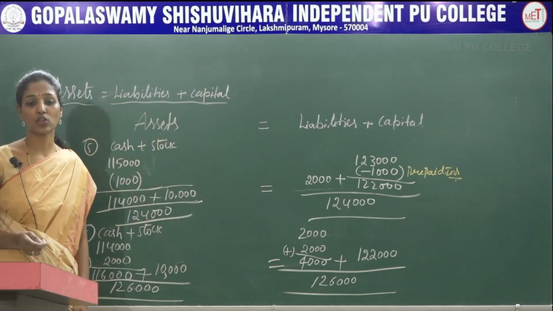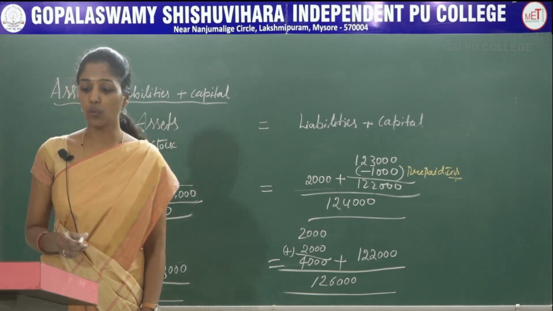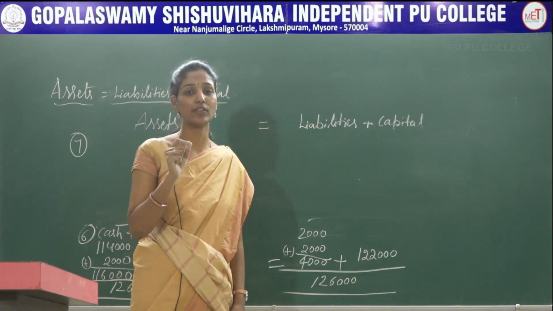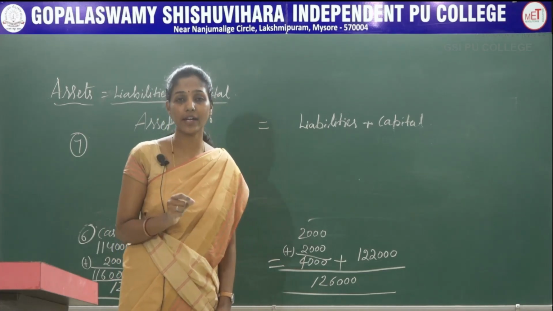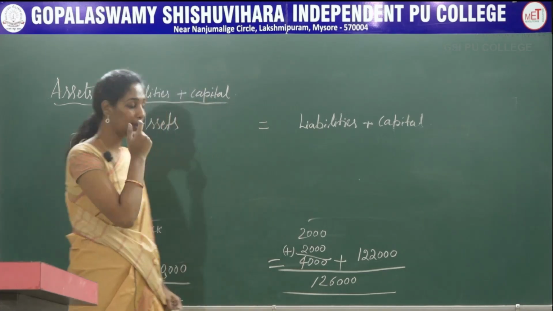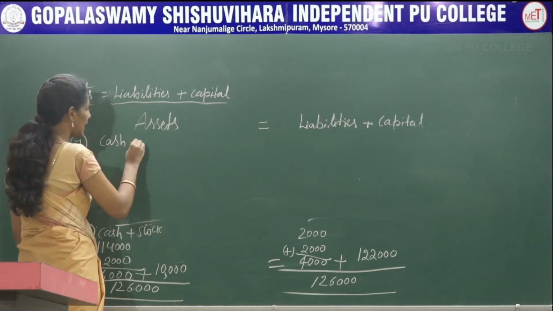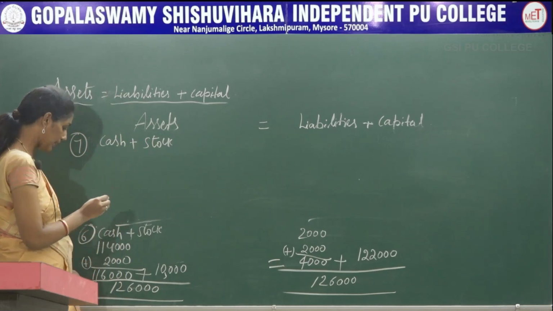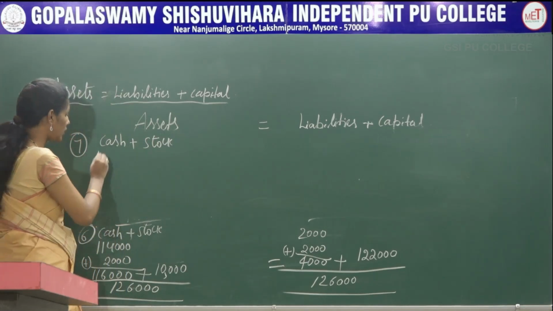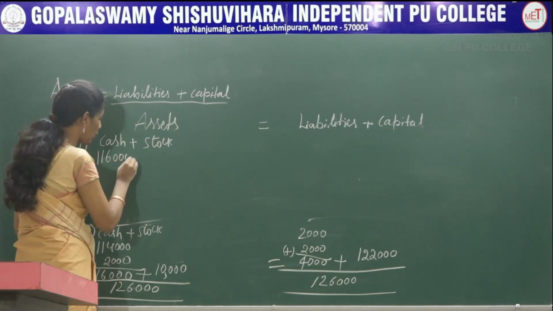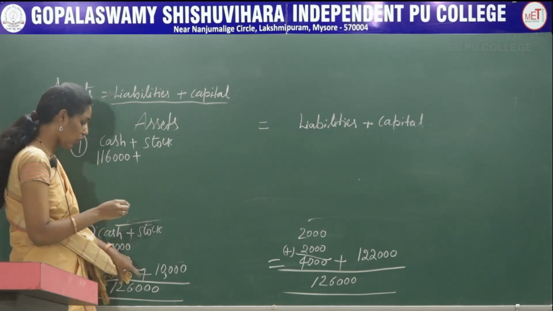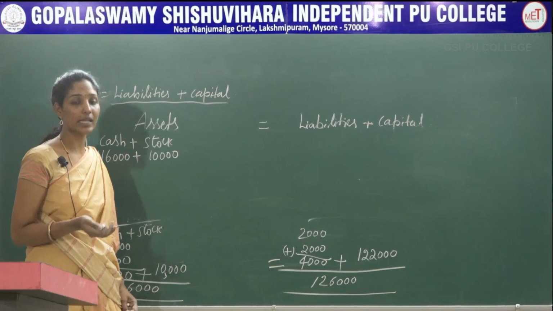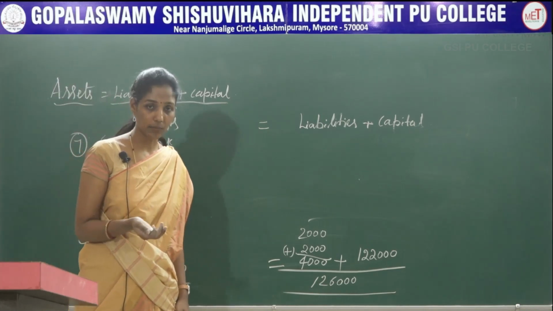The next transaction is sale of goods rupees 1000. This transaction affects cash and stock on the asset side of the equation. Now let's see. First, copy the previous transaction, cash plus stock. What is the actual cash balance now? See the sixth transaction, 1,16,000 plus what is the stock value? That is 10,000. When you sell the goods, it generates income.